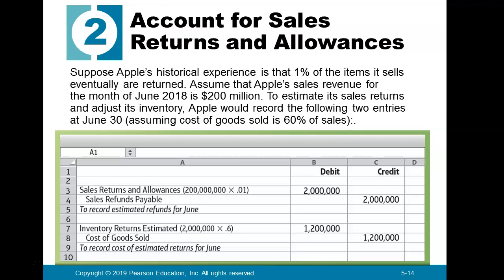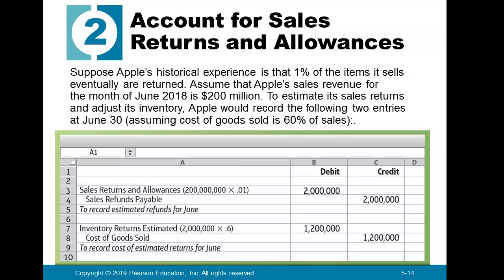So in this case, we're going to estimate that the organization's revenue for June is $200 million, and we're going to assume that some of that might come back in terms of returns. We want to show that in an allowance account. So we're going to record two entries at June, assuming that cost of goods sold is 60% of sales.